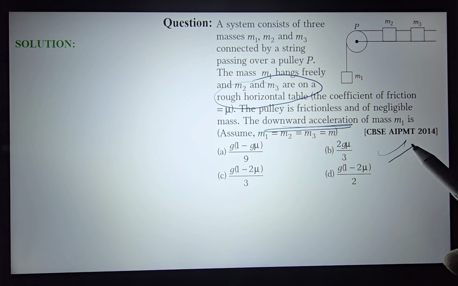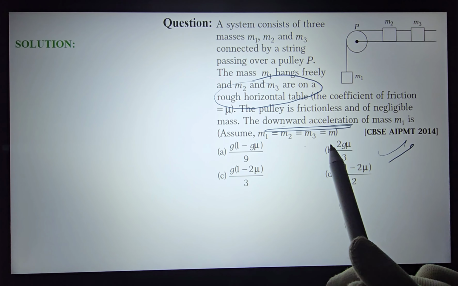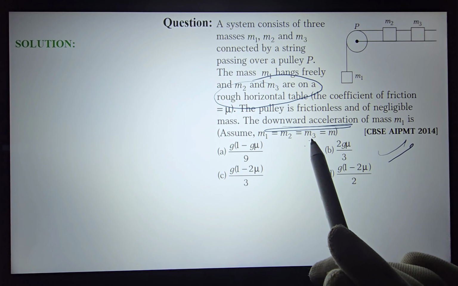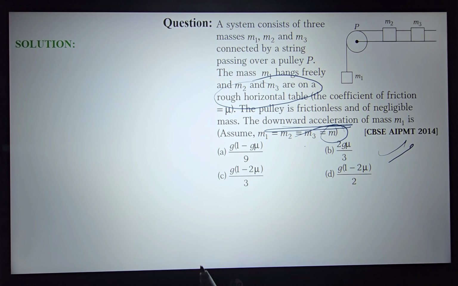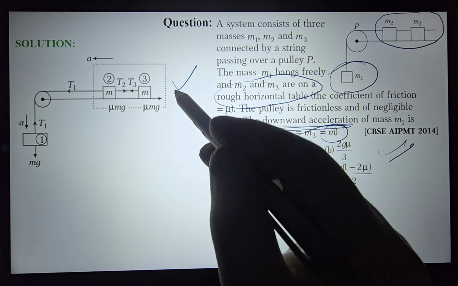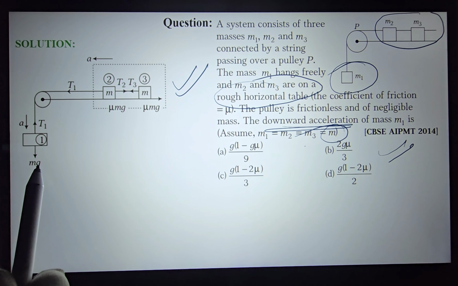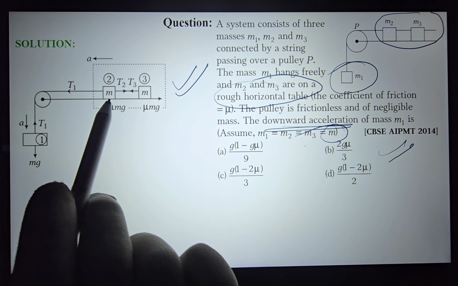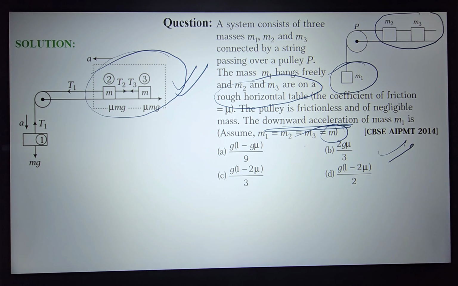So this is again a simple question but a conceptual problem. Here we have to assume all the masses are equal. Let m1 is equal to m2 is equal to m3 is equal to say small m. So how to proceed with this problem? For doing this problem, you have to draw m2, m3 as a separate system and m1 as one system. Ultimately you have to draw a simple free body diagram for this. This is the simple free body diagram for the given problem, in which I am showing m1, which is a single mass, and m2 and m3 collectively show a single system of two masses.